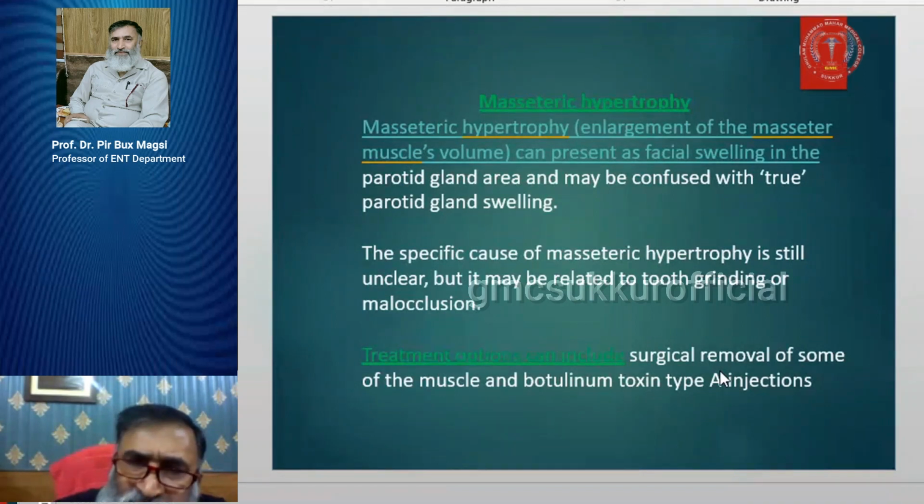to road traffic accidents and tooth grinding. Now, treatment options can include surgical removal of some of the muscle or botulinum toxin injection. So botulinum toxin decreases the bulk of the muscle.